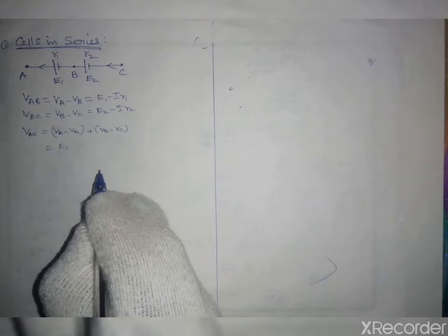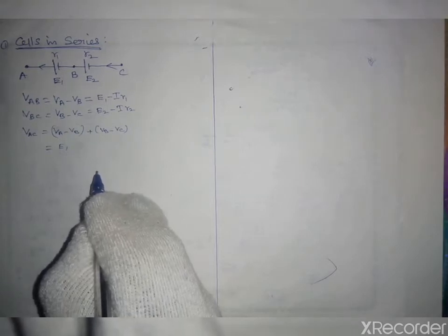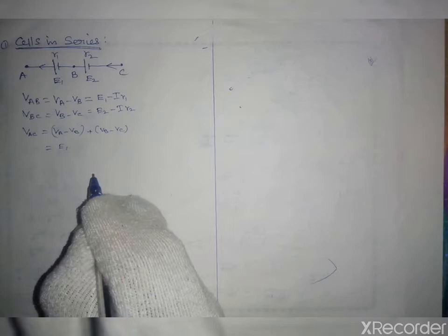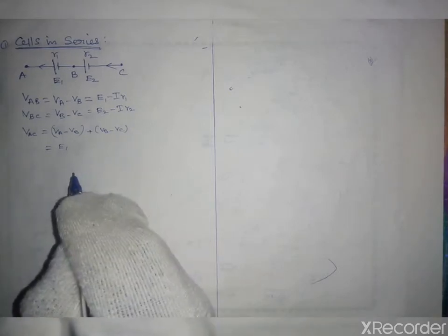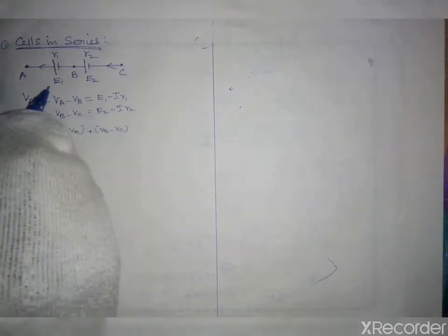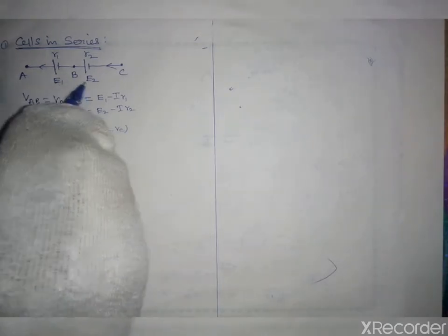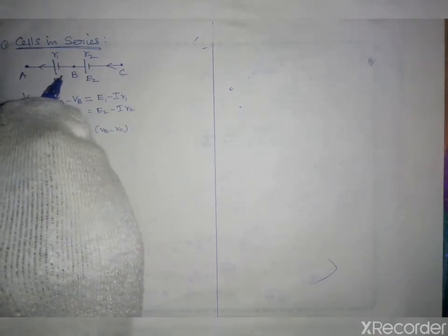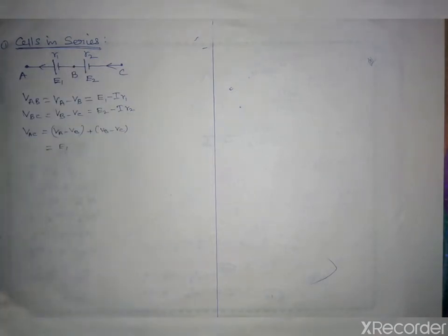Next, we are going to see the cells in series and parallel combination. So first, cells, batteries in series combination. What will be the equivalent EMF and equivalent internal resistance of the circuit? So first, here two cells with EMFs E1, E2 are connected in series. Their internal resistances are r1 and r2.